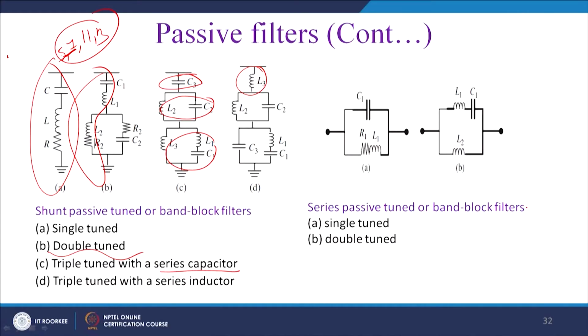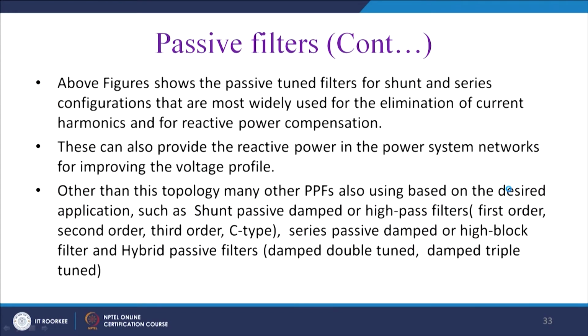The series passive tuned or the band block filters. So, this is mainly for current harmonic suppression in the shunt, and voltage harmonic suppression for the series, and it can be a single tune, and this has a double tuned, you can get rid of 5th and 7th harmonic in the current, in the voltage maybe, and generally these series filters are put in to mitigate the voltage harmonic.